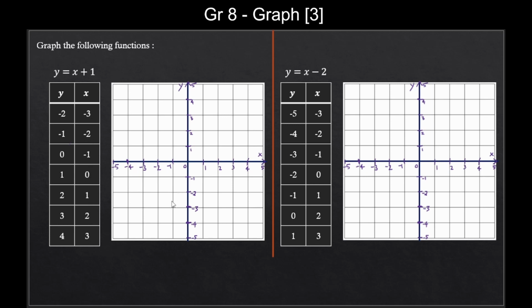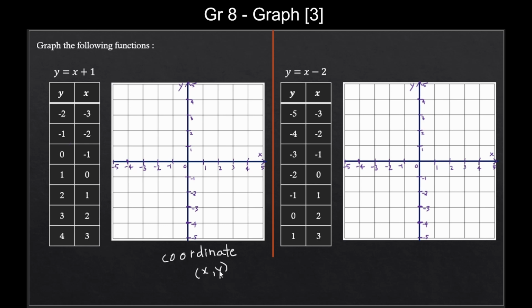Oh, by the way, every location here on the graph can be expressed in terms of what we call a coordinate. And we express a coordinate as x, comma, y with a round bracket. Yes, x value comes first and the y value comes next.